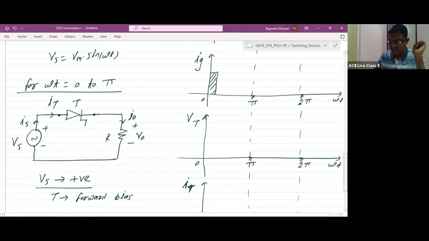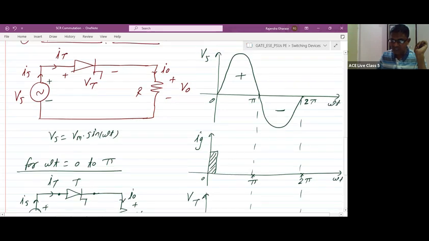That's why we have applied the gate pulse to the thyristor at omega t equal to 0. Now this omega t equal to 0 is nothing but alpha equal to 0. What is this alpha and those things? We will discuss it while discussing the second chapter, that is the rectifier. Okay. For the time being, only consider that at omega t equal to 0, we have applied the gate signal.